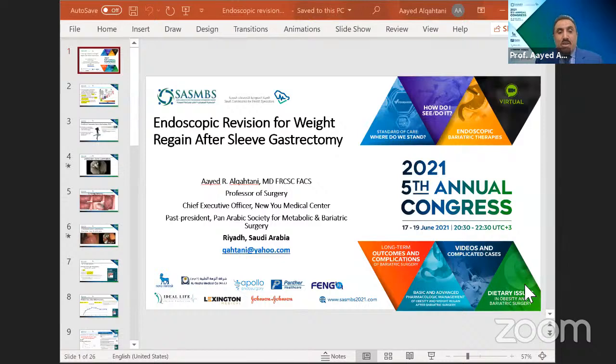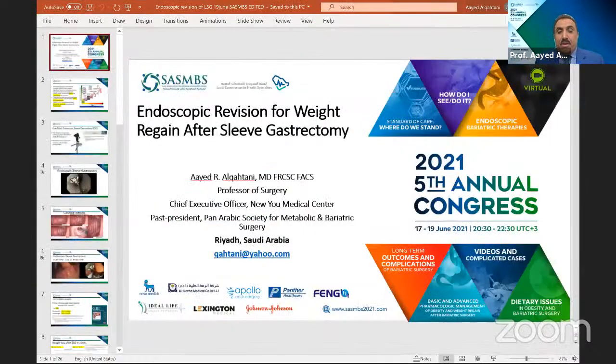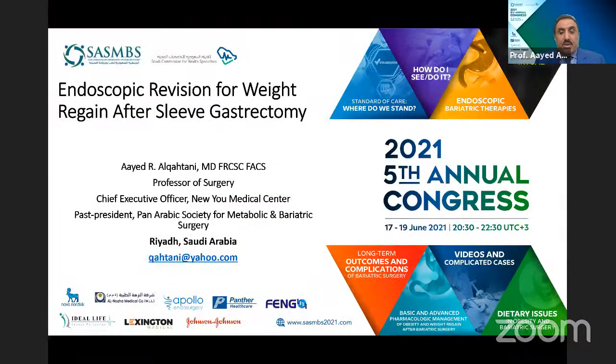And we can see now endobariatric is working in primary, it's working in metabolic, and now it's working to some extent in bypass revision. And we will see it now in sleeve revision. So we will talk now about using OverStitch or endobariatric for post-sleeve weight regain.